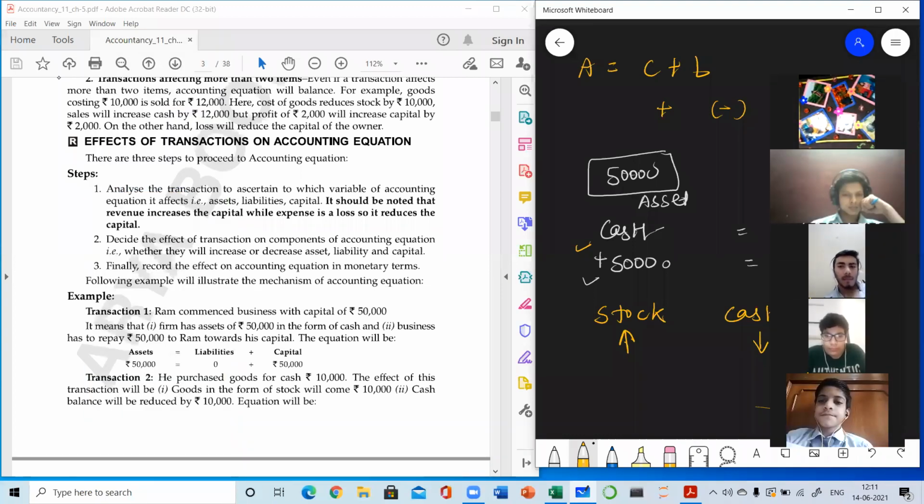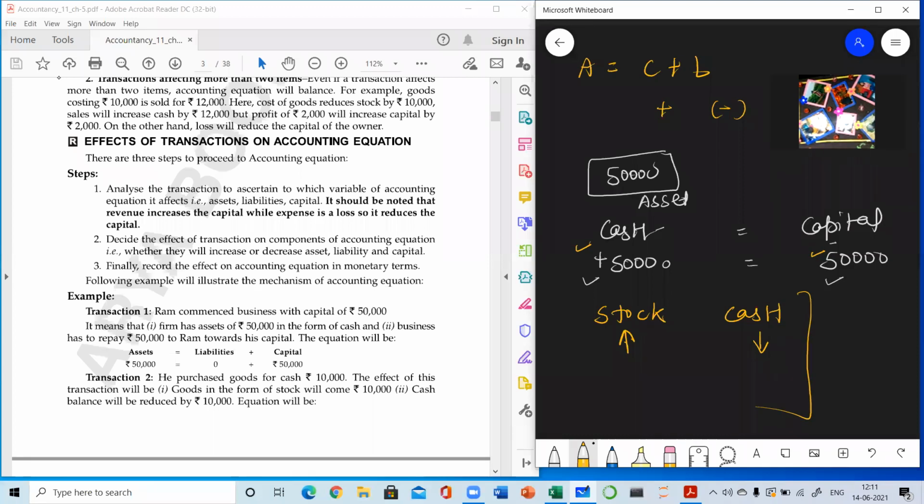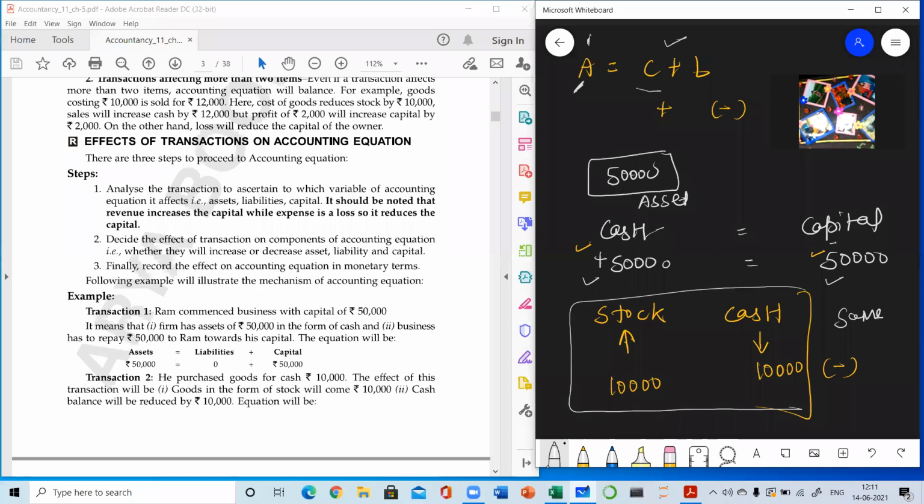So stock and cash. Whenever we purchase goods in cash, cash will be moving out. Suppose 10,000: cash will be decreased by 10,000 and stock will be increased by the same amount, 10,000. You can analyze that both effects are on the same side. Earlier we discussed that the effect of a transaction may be on the same side, meaning both are assets, one asset is increased and the other asset is decreased, or the effect may be on two different sides. One effect is on the asset side and the other effect is on the liability side.